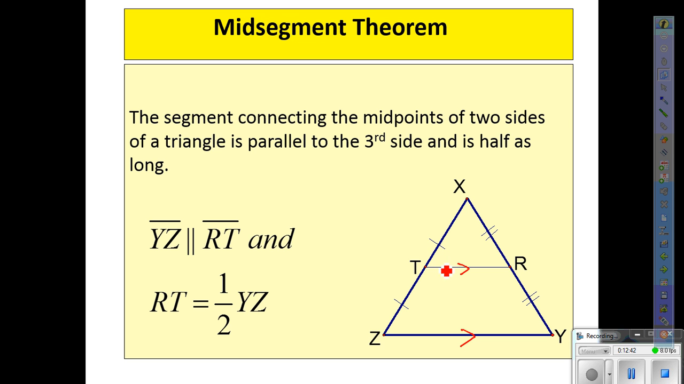We also know that the mid-segment is exactly half of the base. Always. If it touches from midpoint to midpoint, then this is exactly half of this. Because this side of the triangle is half of this side of the triangle, and this side of the triangle is half of this side of the triangle, which means that this side of the triangle has to be half of this side of the triangle. So it is exactly half of that base. So we know they're parallel, and we know that it is half. Those are important pieces of information.